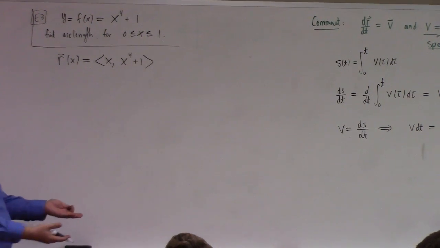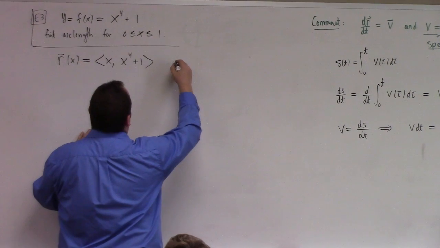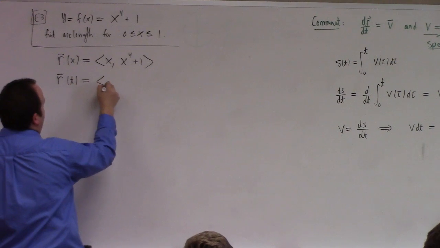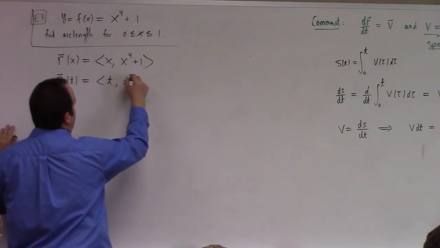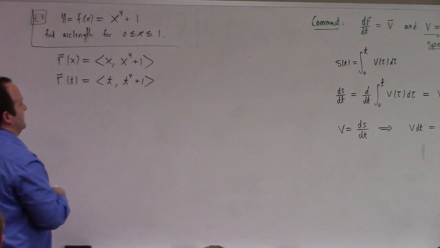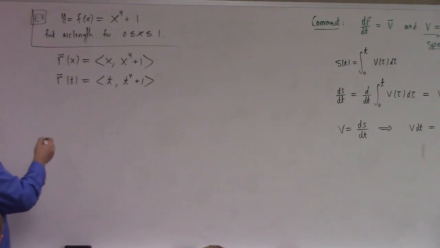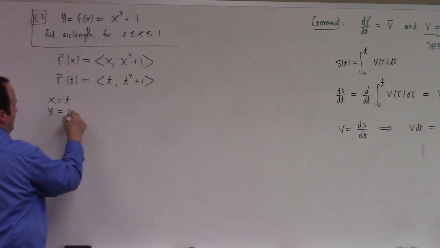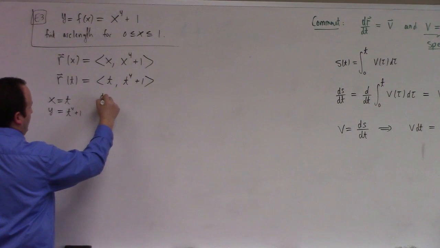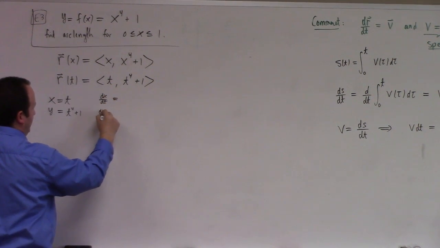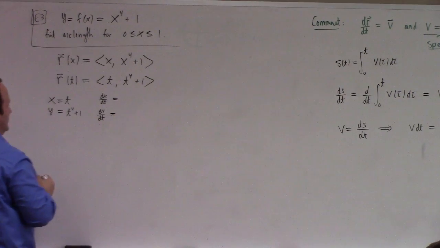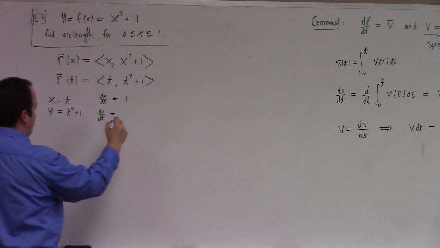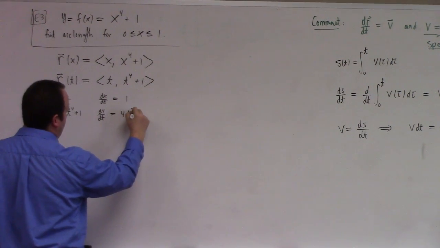That's my parameterization for a Cartesian curve. Just use x as the parameter, basically, right? Or if you don't like this, we could say r of t is t, comma, t to the 4th plus 1. I'll stick with the second, just so I can write things that are less disturbing. So x is equal to t, y is equal to t to the 4th plus 1. So what's dx/dt? What's dy/dt? dx/dt is 1. What's dy/dt? You have 4t cubed.